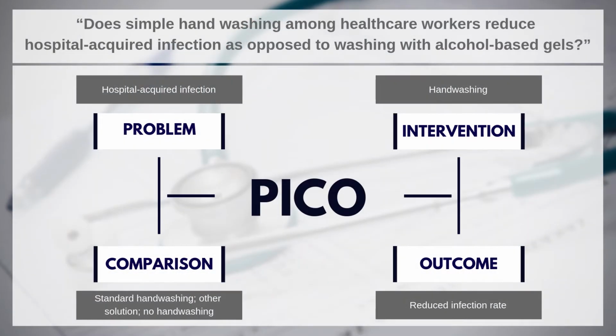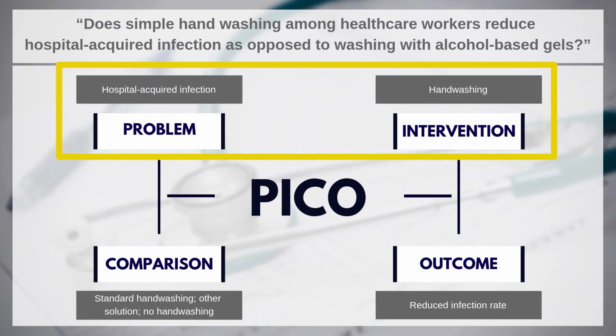This slide highlights the pieces of the PICO question for us: the problem or population, the intervention, the comparison, and the outcome. For these tutorials, we're going to use this PICO question: does hand washing among healthcare workers reduce hospital-acquired infection? As the included tip shows, it would be most fruitful for us to concentrate on the problem and the intervention pieces for our initial research.